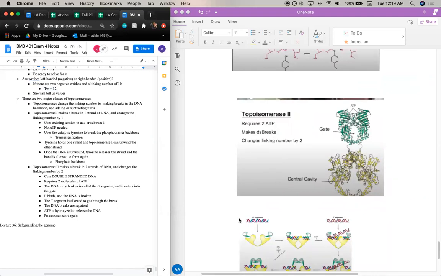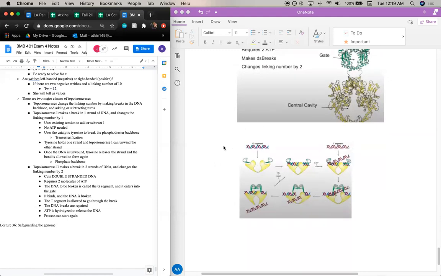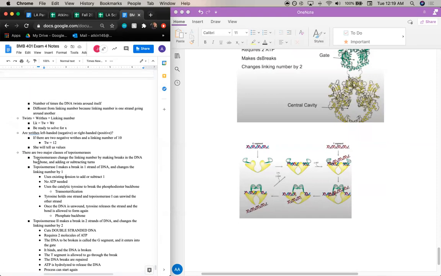The DNA to be broken is called the G segment, so it enters into this gate here. It binds, the DNA is broken. The T segment, I guess, is allowed to go through this break. The DNA breaks are repaired. ATP is hydrolyzed to release the DNA, and the process can start again. Cool. So this has gone through, and they end up like that. Looks a little different than before. Over here. Cool. That's the end of lecture 35.